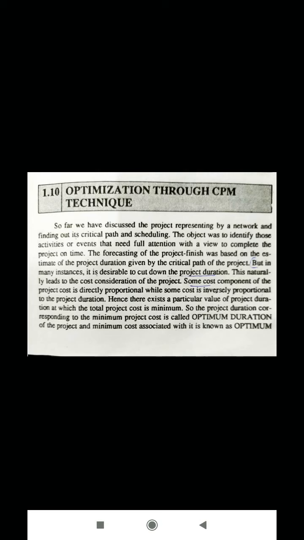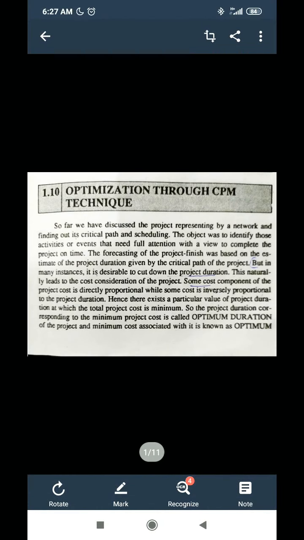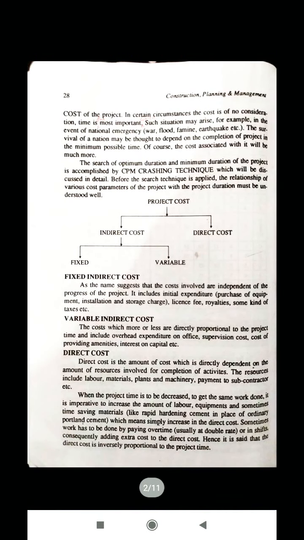So there has to be a minimum cost, and there has to be a duration corresponding to this minimum cost. That duration for which the total cost of the project is minimum is known as the optimum duration, and the cost associated with this minimum cost is known as the optimum cost.